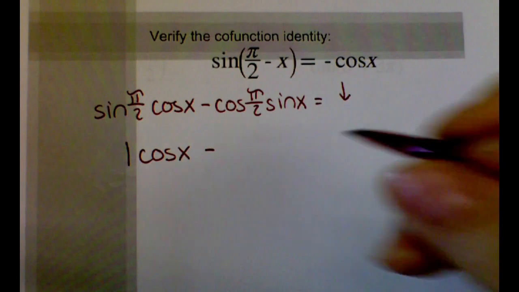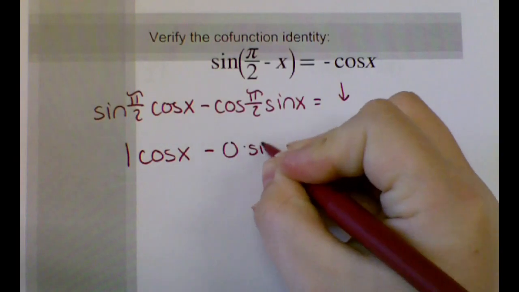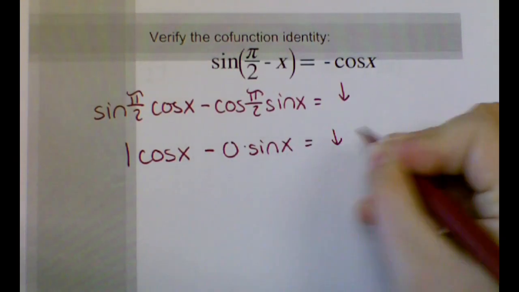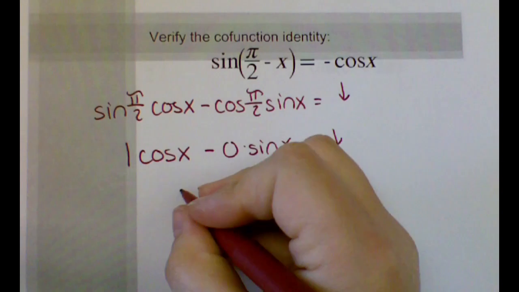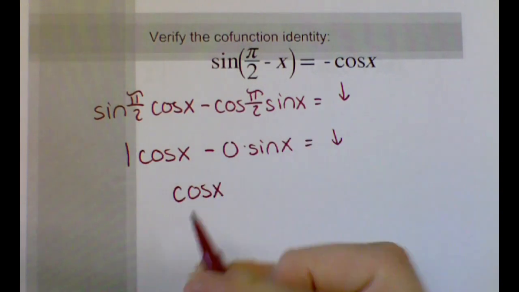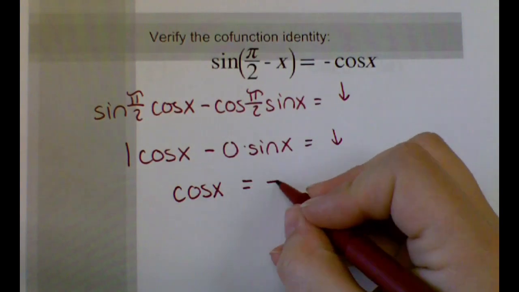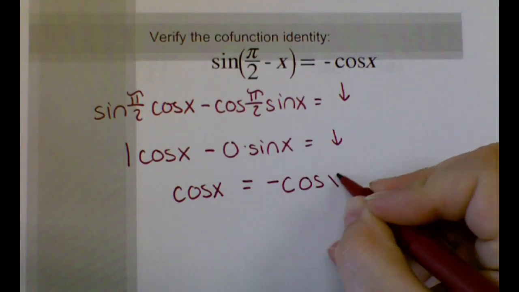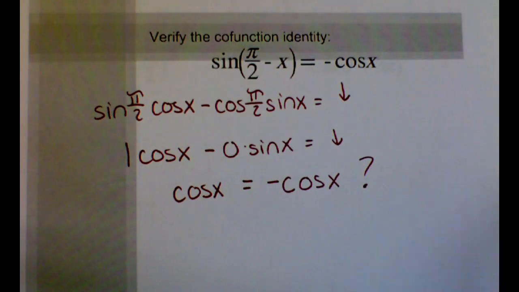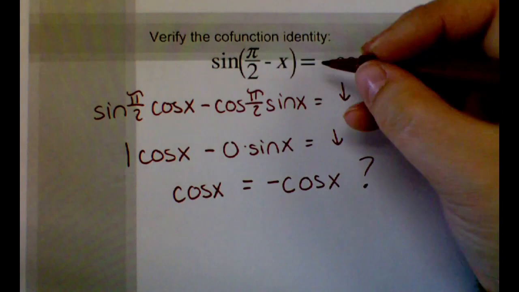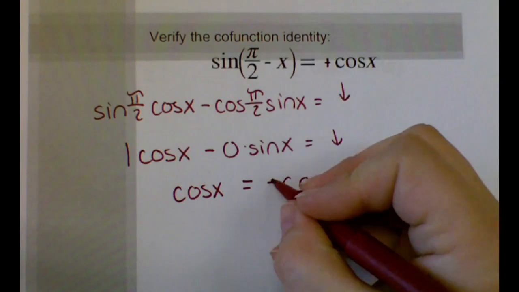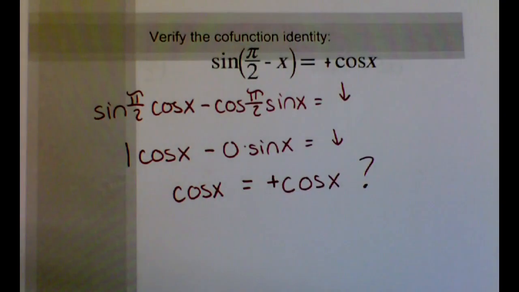The cosine of pi over 2 is 0 times sine of x. All right, I get 1 times cosine of x is cosine of x minus 0 times sine of x is 0. But I wanted it to equal negative cosine of x. Well, that didn't happen because this isn't the actual identity. It's actually positive cosine of x, and then it does work, and we're good.